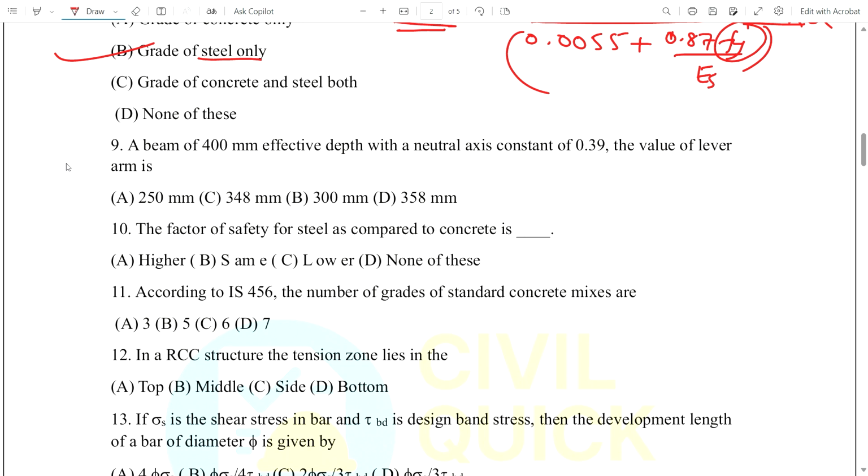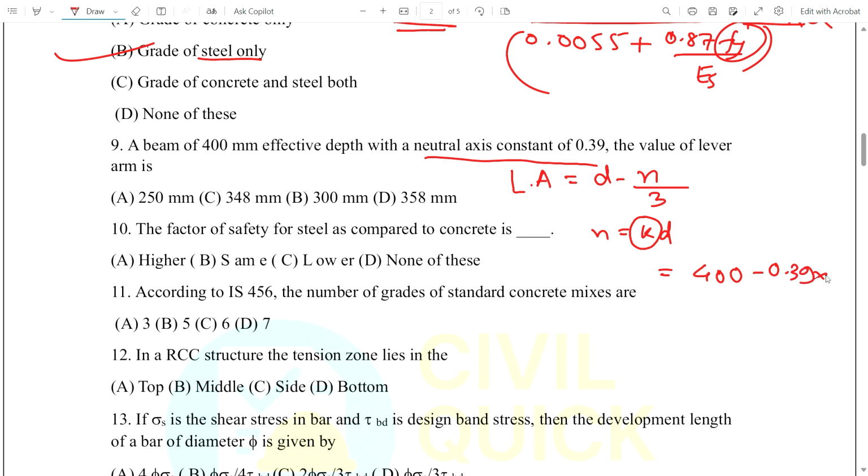Now question number 9, a beam of 400 mm effective depth with a neutral axis constant. The value of lever arm is equal to, as you know, lever arm is equal to effective depth minus n by 3. Okay, n is equal to k into d, where k is the neutral axis constant, d is the effective depth. If we put the values, d is 400 minus k, 0.239 into 400, divided by 3. The option is 348 mm. Option C is the correct answer.